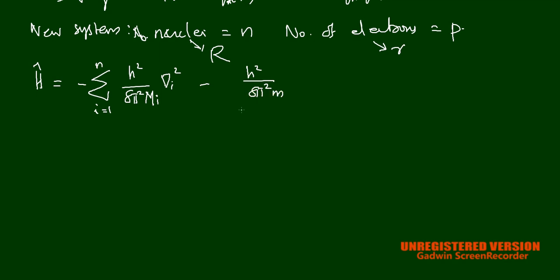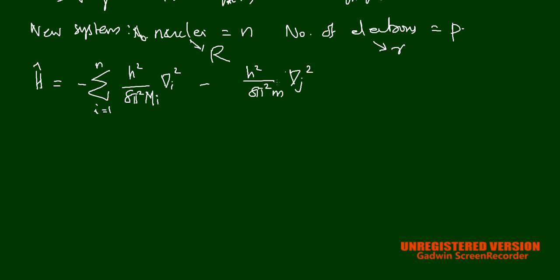I don't need to write mi or mj or anything, because all electrons in the system have the same mass. Electron's mass is a constant. But the nucleus may be different depending upon which nucleus it is, but it is electron here, so we don't need to talk about the mass of the electron specifically for each electron. Okay, so I'll just write here minus h square divided by 8 pi square m del j square.